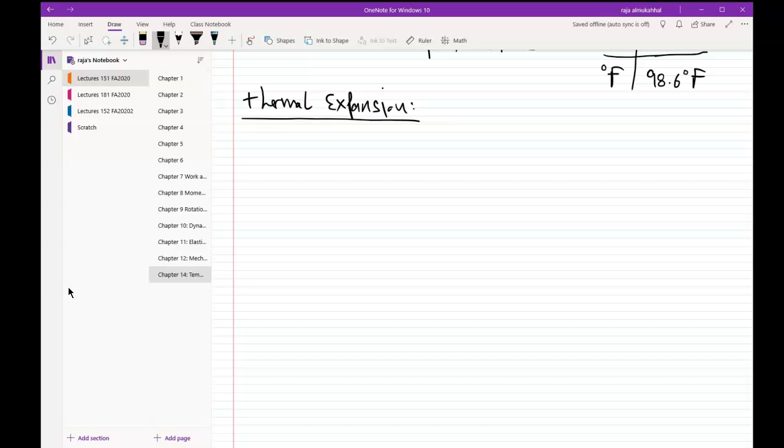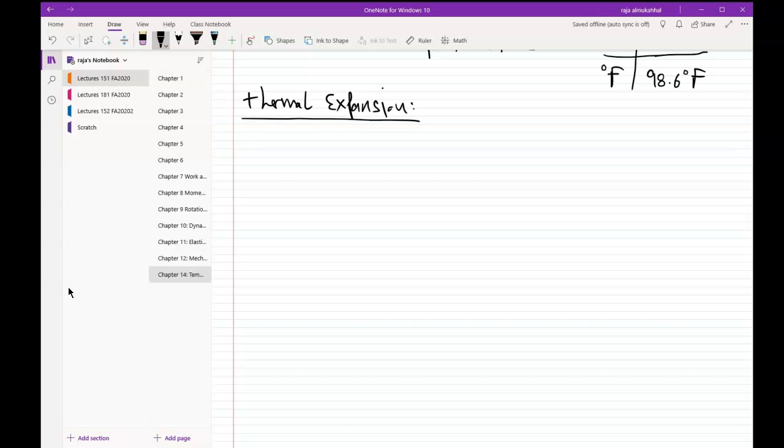Thermal expansion. What that means is that, as you all know, most materials, except water and some others, expand when the temperature increases, and they contract or shrink in size when the temperature decreases. In other words, this expansion is usually linear in nature.